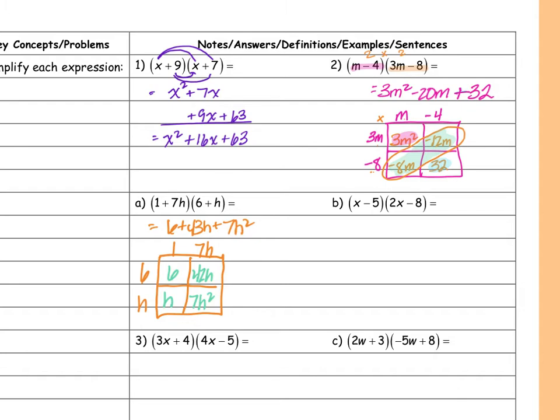So this one I'll do the FOIL method. So x times 2x is 2x squared. And x times negative 8 is negative 8x. And negative 5 times 2x is negative 10x. And negative 5 times negative 8 is plus 40. So I've got 2x squared minus 18x plus 40. Okay? Not too bad so far.